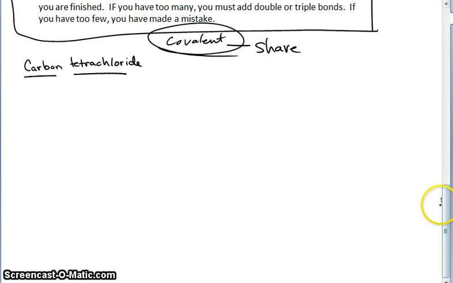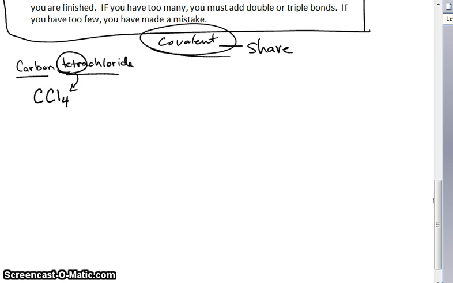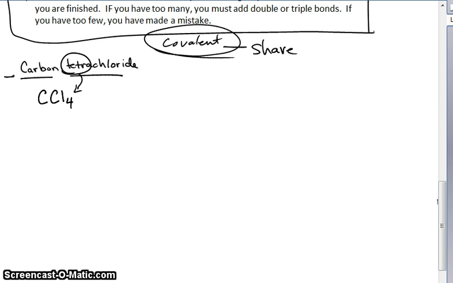First thing you'll have to do is you'll have to know the formula. Carbon tetrachloride is CCl4 because tetra means 4. Carbon doesn't have a prefix, since that means mono.